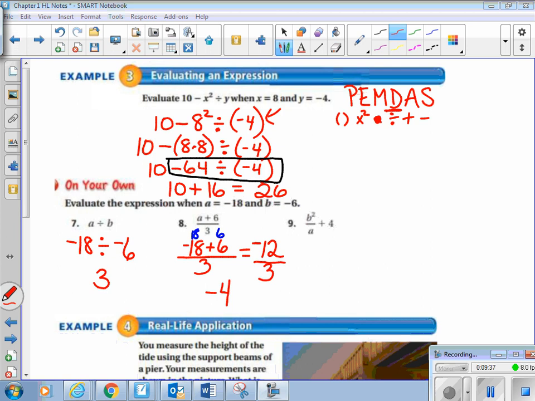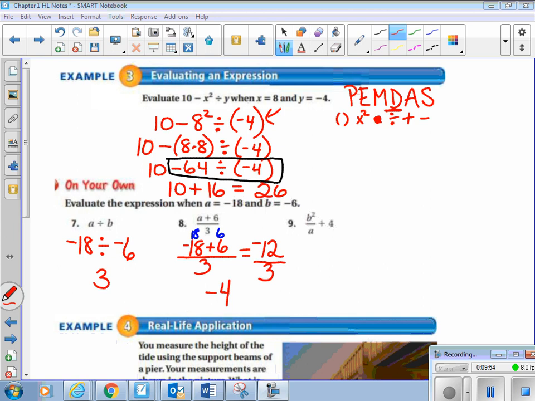In number 9, I'm replacing B with a negative 6. Now, if I look, it says B squared. So they want me to square the entire B. They want me to square negative 6.